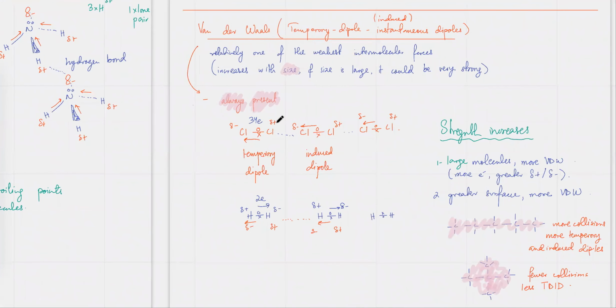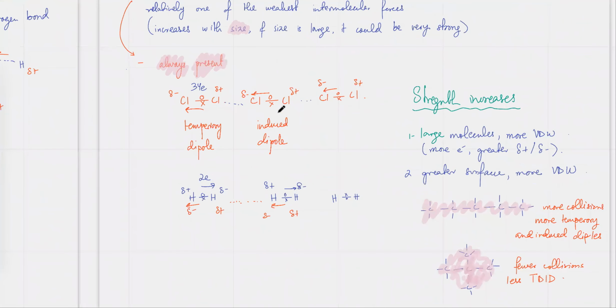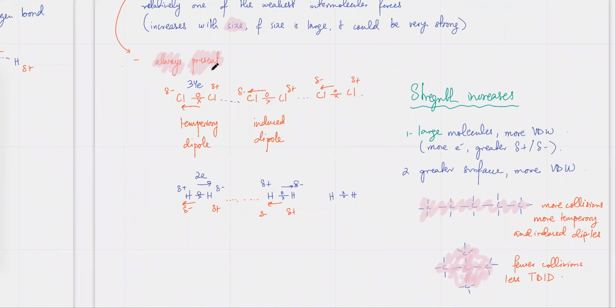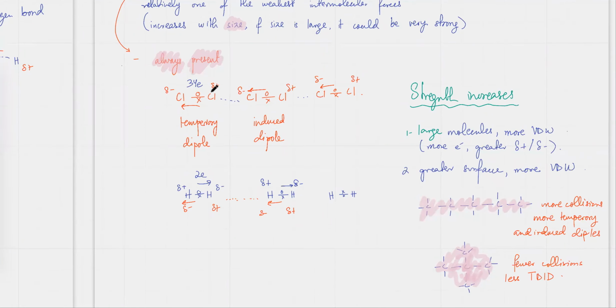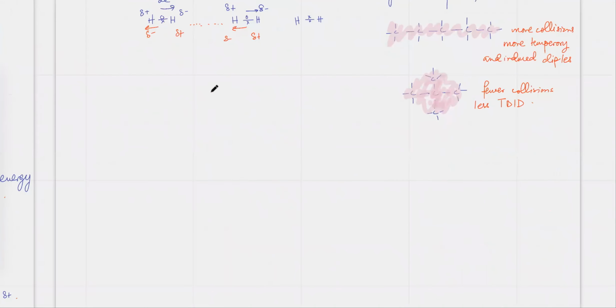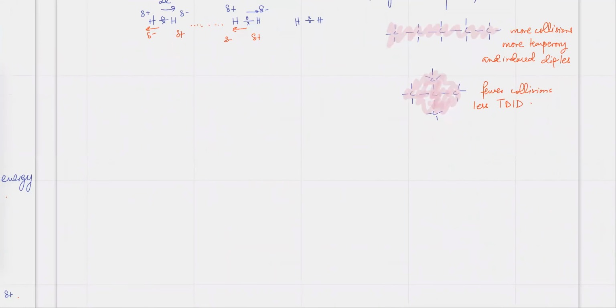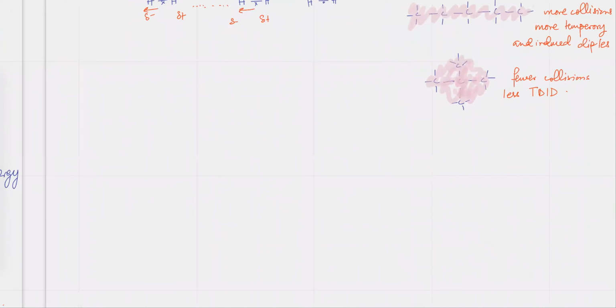The electrons are always getting knocked around. So even molecules that apparently don't have a dipole, a temporary dipole would be produced on them. So this is van der Waals forces. Now, the last thing that we're going to talk about is physical properties that are dependent on intermolecular forces.